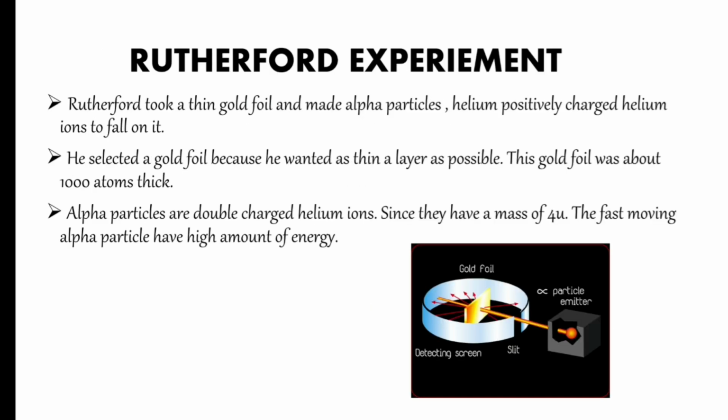Rutherford's experiment, which is very important. Rutherford took a thin gold foil and made alpha particles, positively charged helium ions, to fall on it. He selected a gold foil because he wanted as thin a layer as possible. This gold foil was about 1000 atoms thick. Alpha particles are double charged helium ions. Since they have a mass of 4 u, the fast moving alpha particles have a high amount of energy.